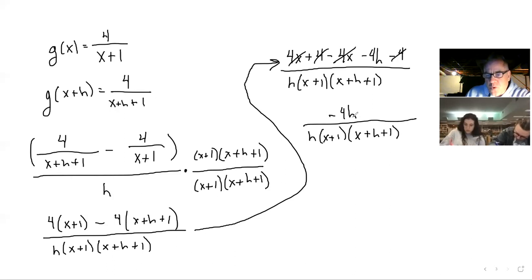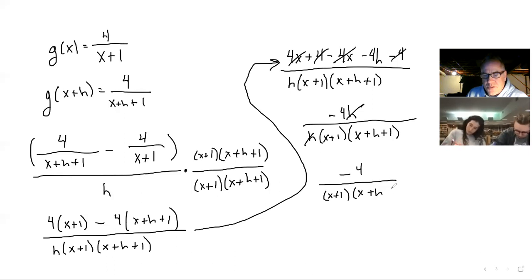But goal accomplished. I get that h to cancel in the bottom. I could now let h be 0, and I'm not going to get 0 in the denominator anymore. So my final answer here would be -4 over x plus 1 times x plus h plus 1. And that would be the answer you would input.